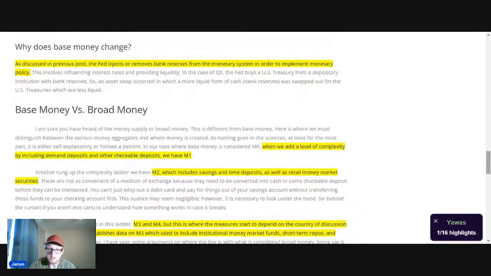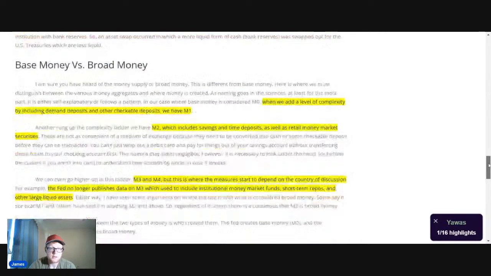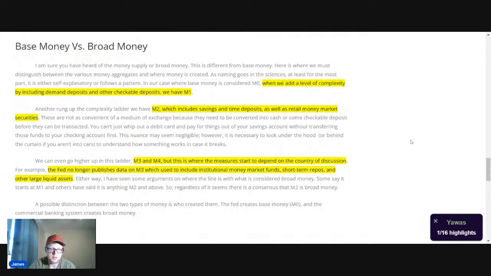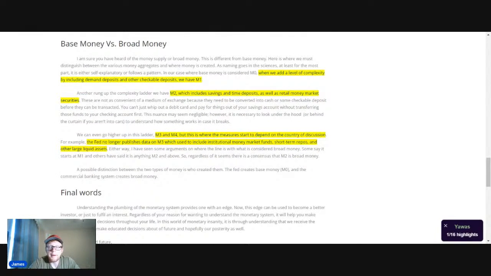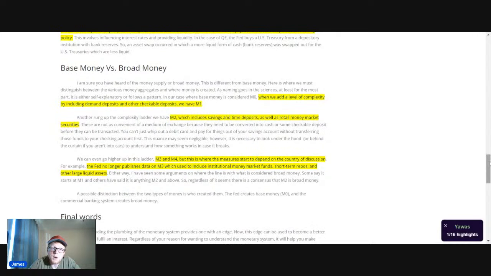In terms of why it changes, we know that the Federal Reserve changes the amount of bank reserves to implement monetary policy, right? That's one reason why it changes, and then you have the actual physical currency side of it as well. And here's where we get to the different types of broad money. I can zoom out since we're not trying to read a chart anymore.